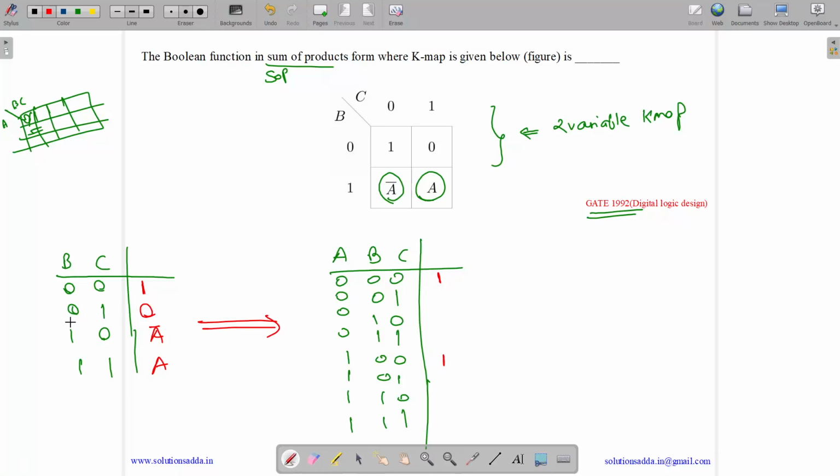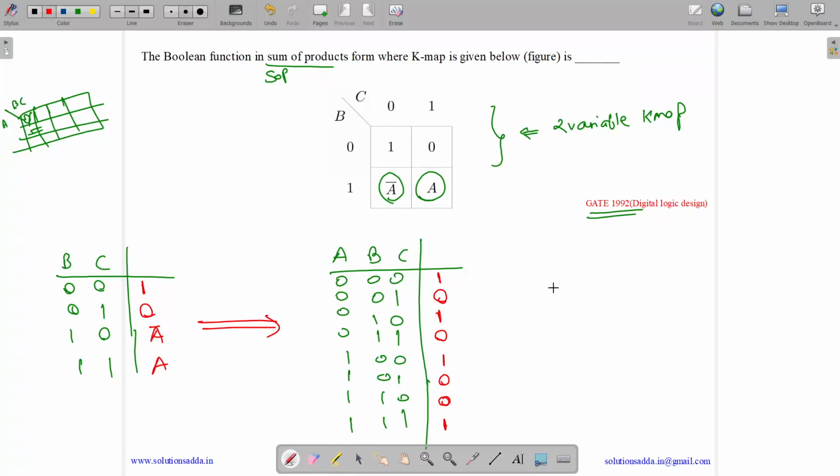If B and C are 0 1, then irrespective of A, the answer is 0. For 1 0, the answer is A complement, which means for A equal to 0, the complement is 1, and for A equal to 1, the complement is 0. For 1 1, the answer is A, which means 0 for A equal to 0 and 1 for A equal to 1.